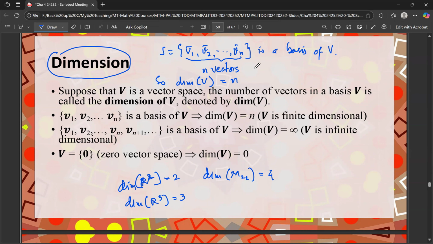The dimension may be finite, or maybe infinite, but infinite is rare, and usually the dimension of a vector space is finite. If V contains only the zero vector, we say that the dimension of V is equal to 0.